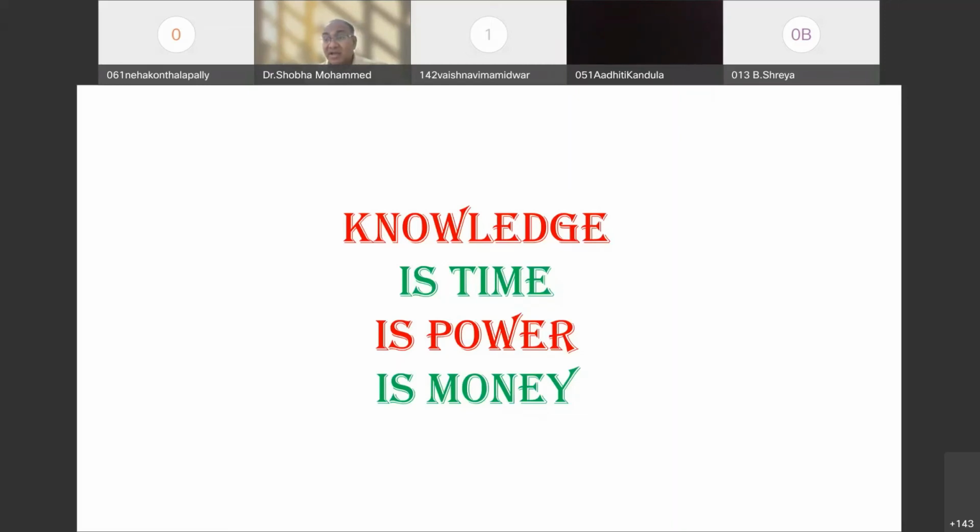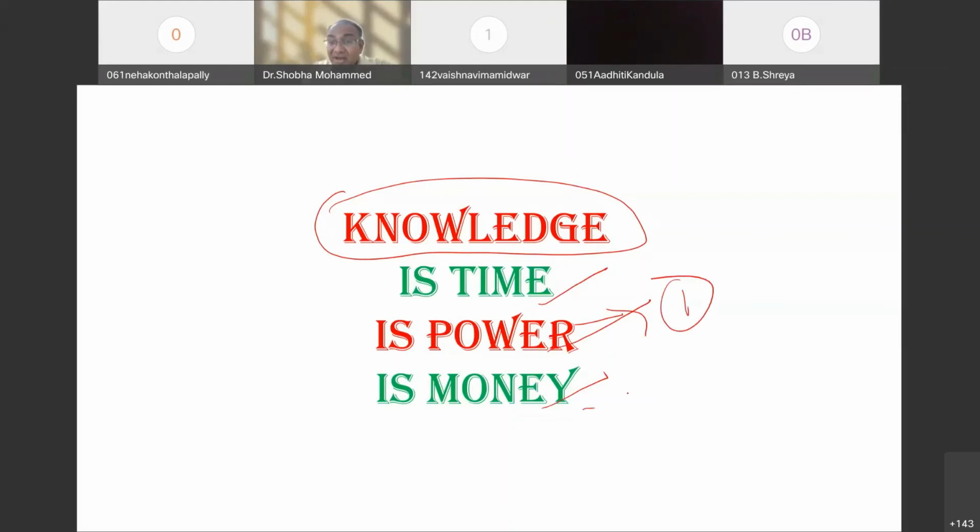Knowledge is money. If I get trained in the PCR, I can earn money. Definitely. So knowledge gives me a lot in my life: the time, the power it gives me, and the money it gives me. The power you get when you are first. Money when you are trained in that specialization. So what are you giving here? It's the time you are giving for the knowledge.